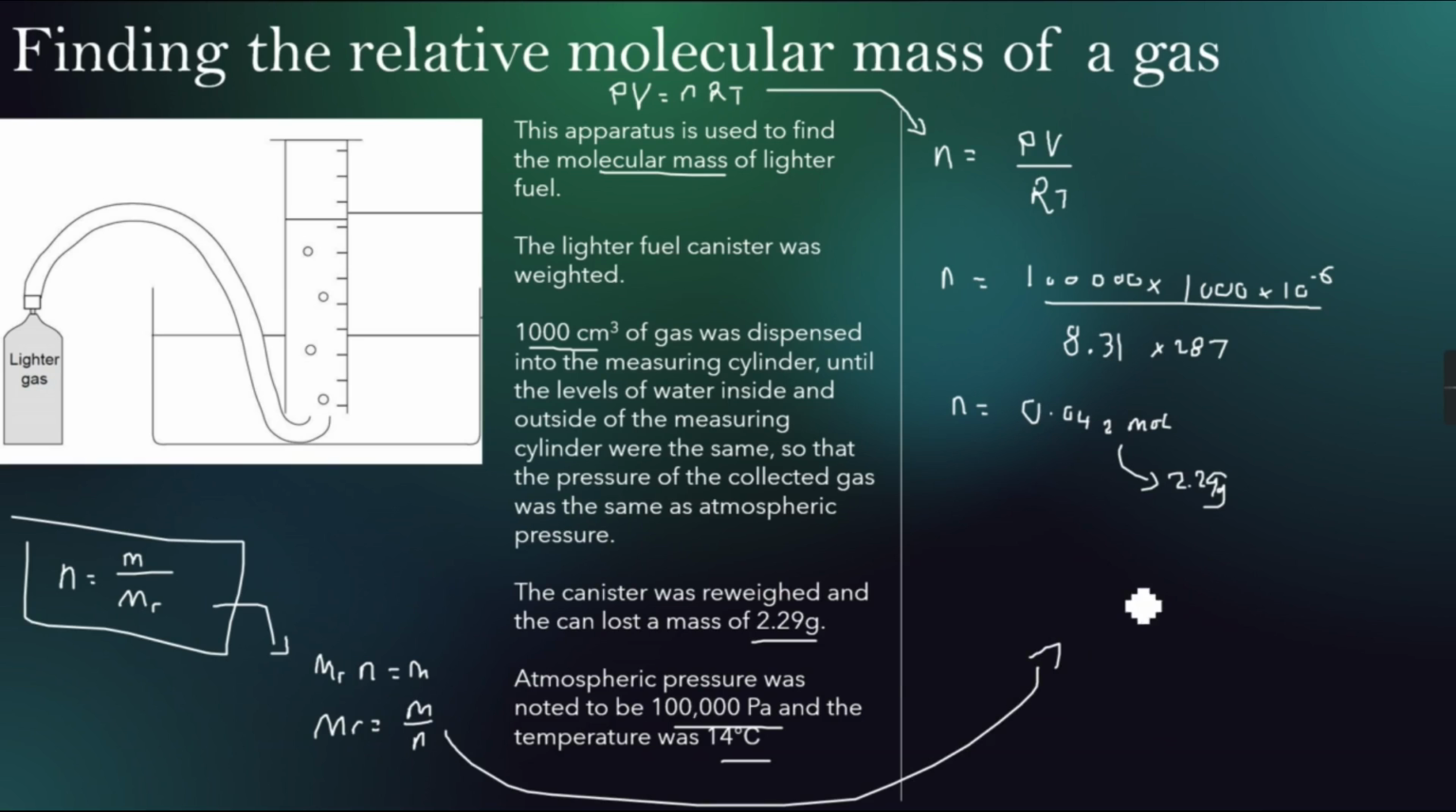All right, so let's use what we know. So the molecular mass of the lighter fuel is the mass, which is 2.29 grams, divided by the amount of moles, which is 0.042. Excuse my handwriting. So the molecular mass is therefore 54.5. So that's the molecular mass of the lighter gas.